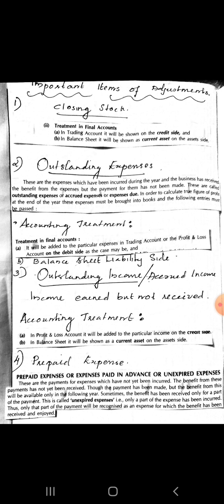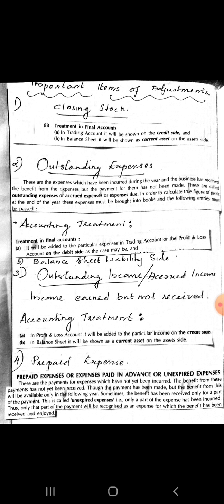Next, outstanding expenses. These are expenses which have been incurred during the year and the business has received the benefits from the expenses, but the payment for them has not been made. These are called outstanding expenses or accrued expenses or expenses due. In order to calculate the true figure of profits at the end of the year, these expenses must be brought into books. Accounting treatment in final accounts: it will be added to the particular expense in trading account or the profit and loss account, and in balance sheet, liability side.